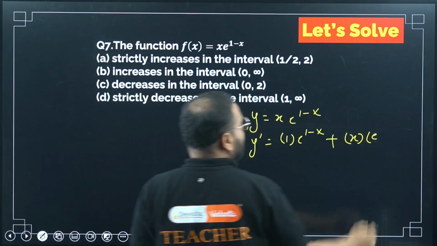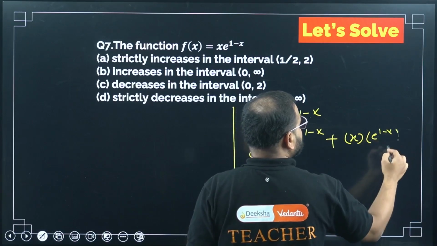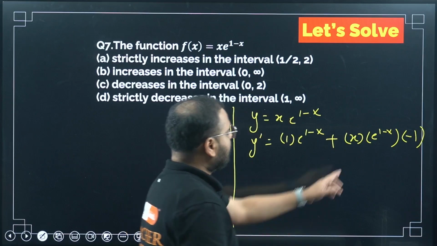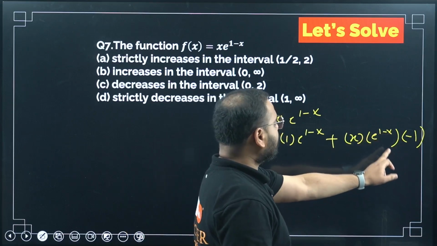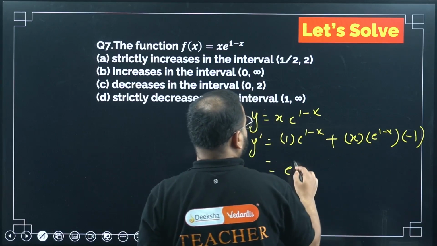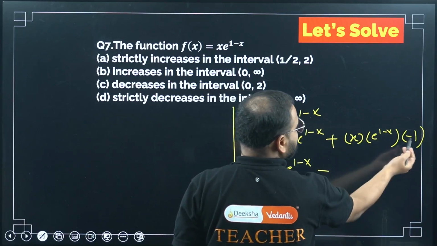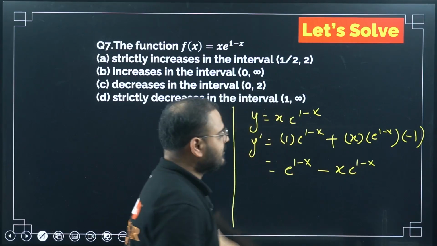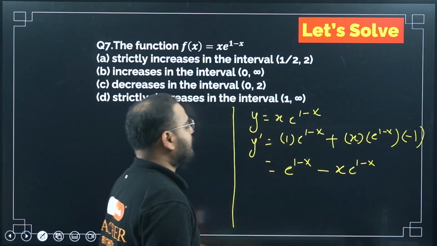We know this. e power 1 minus x, and simply I'll get what? Minus sign. Because I have to differentiate what? Minus 1. I have to differentiate 1 minus x also, right? Chain rule, 1 will be 0, x will be minus 1. Okay. What am I going to get? e power 1 minus x minus, this minus sign will come here. So x times e power 1 minus x. This is clear, right? This minus sign will come here, plus and minus will make minus only.